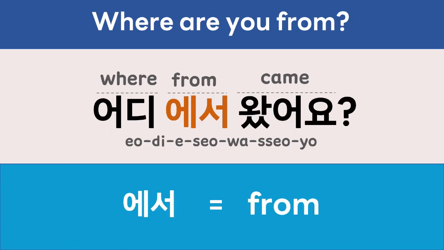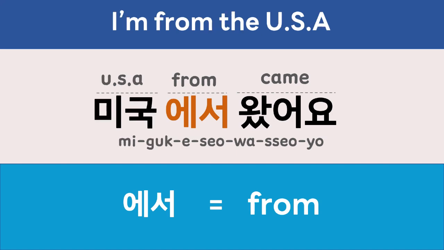Where are you from? 어디에서 왔어요? 에서 means from. I'm from the USA. 미국에서 왔어요.